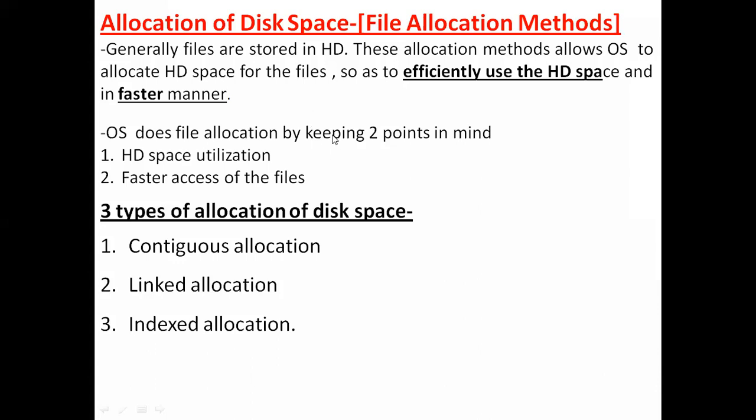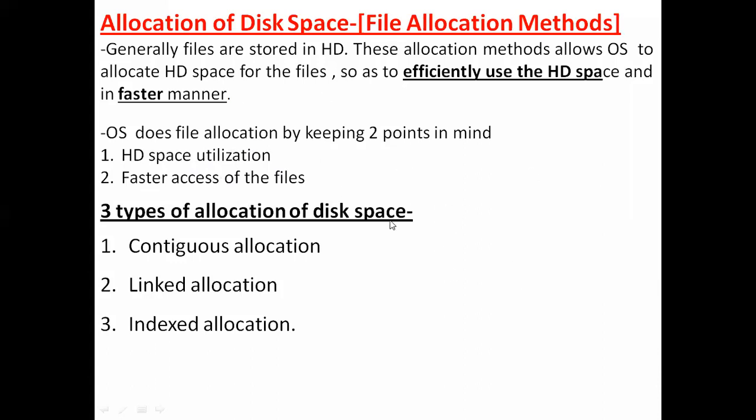I repeat, the main two intentions behind the allocation of disk space are the points the OS keeps in mind. The first is how we can utilize the hard disk space efficiently, so as to have full utilization of the hard disk or secondary storage memory. The second is to have faster access for the files which are stored on the hard disk.